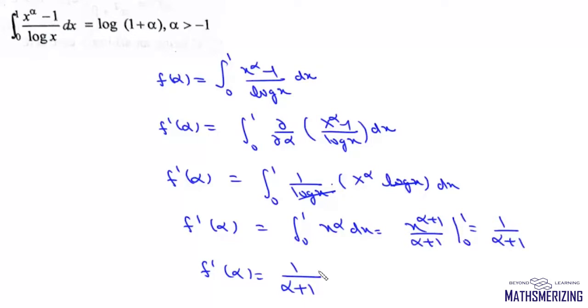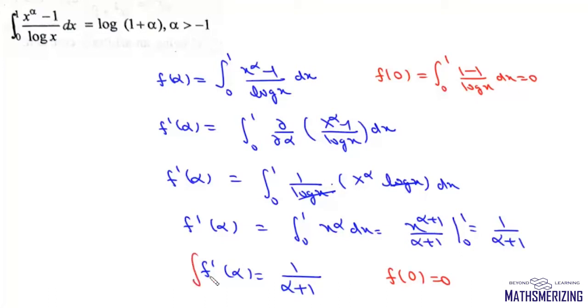Now we have to find the value of f alpha, and we have this differential equation. Before solving it, we'll work out its initial value. So we'll find the value of this function when alpha is 0. If we put alpha as 0, it'll be the integral from 0 to 1 of x to the power 0, which is 1, so 1 minus 1 upon log x dx, which is nothing but 0. That means we have this initial condition that when alpha is 0, the value of this function is 0.